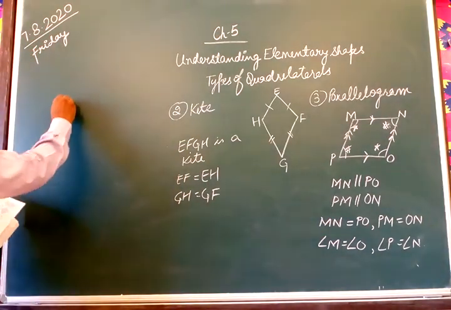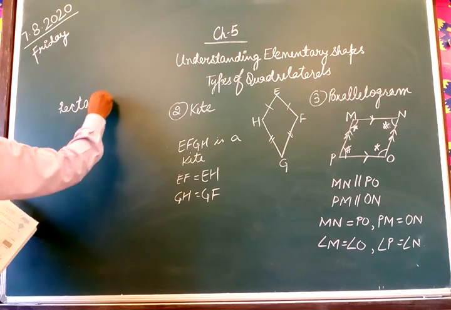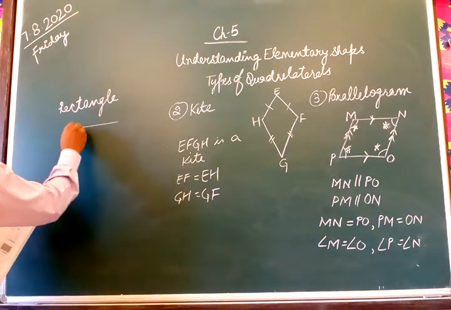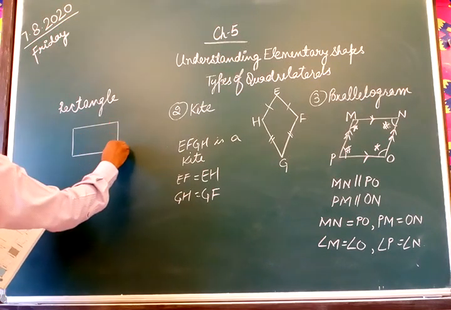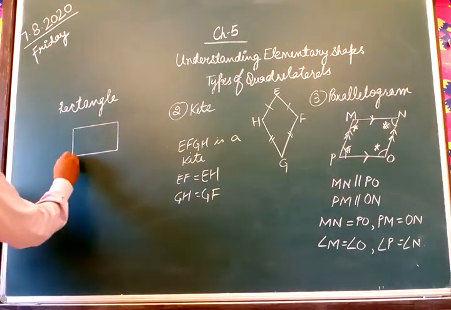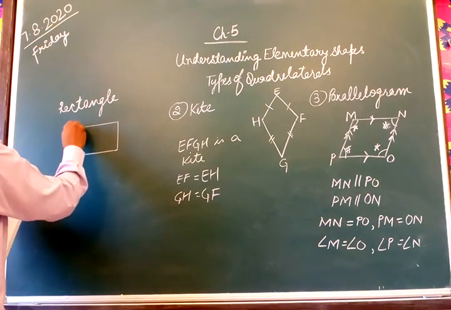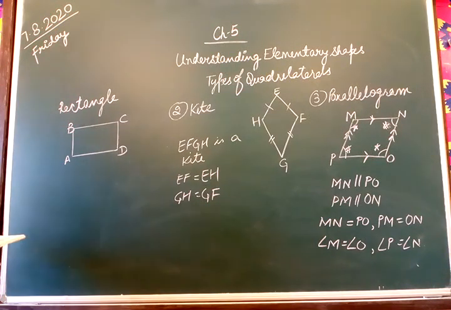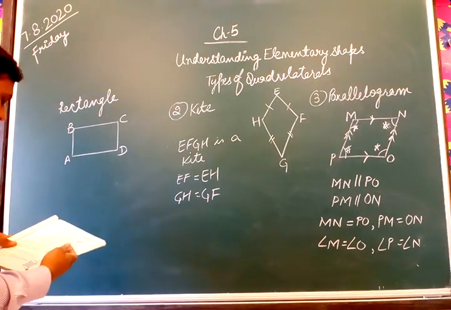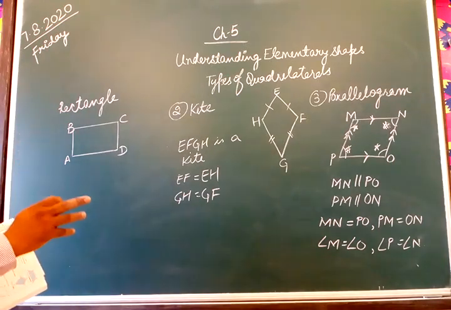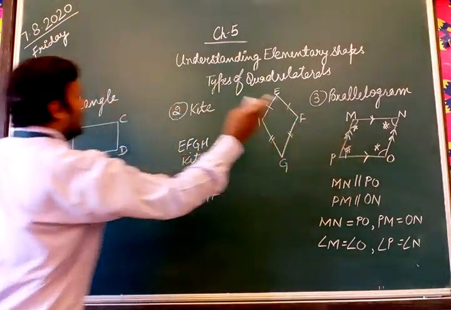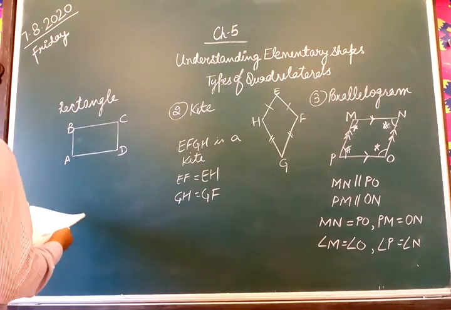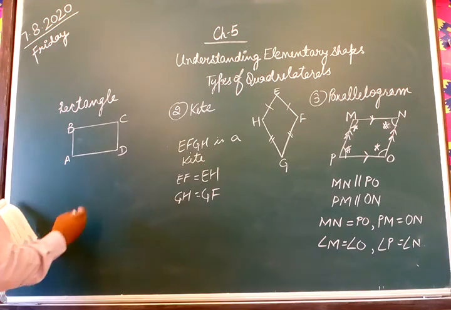Next is the rectangle. We will discuss the rectangle. So in front of us we have a rectangle, ABCD. A parallelogram in which all the angles are right angles is a rectangle, so ABCD is said to be a rectangle.